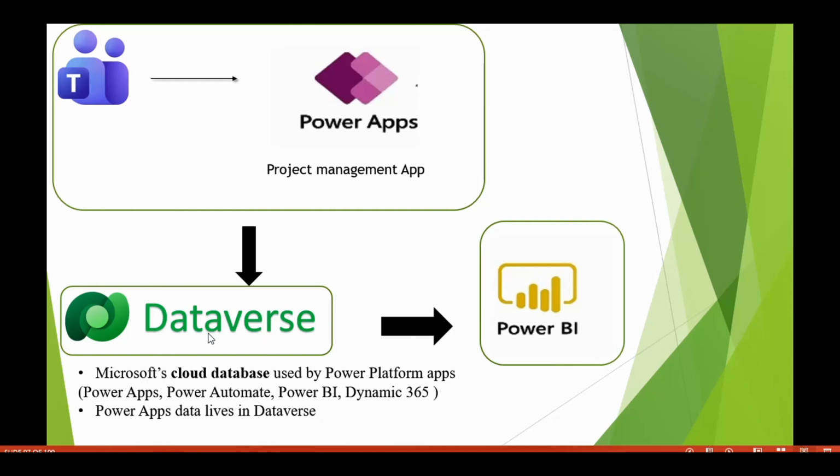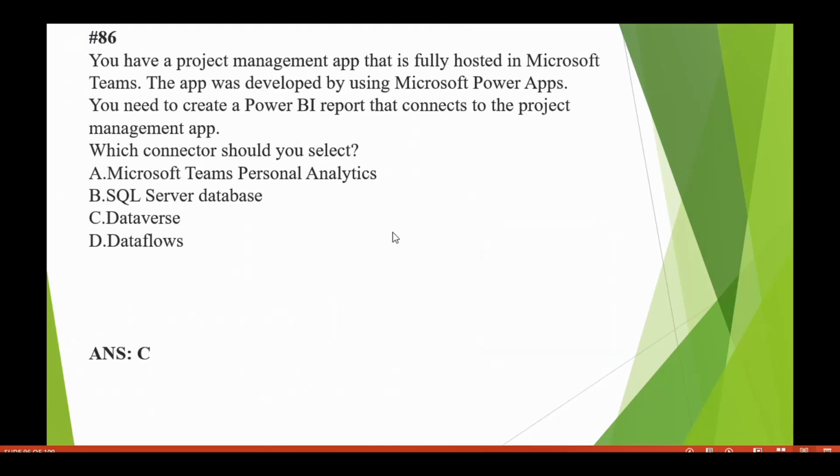Why? Because Dataverse acts as a cloud database. It means all the Power Platform apps that are available can be connected to Power BI by using this database. Imagine that database is like a cloud database. Power Apps is also included in the Power Platform apps. That's why the correct option is Dataverse. Power Apps data always lives in this Dataverse cloud database. That's why we need this connector to create a report from this project management app. So the correct option is C.